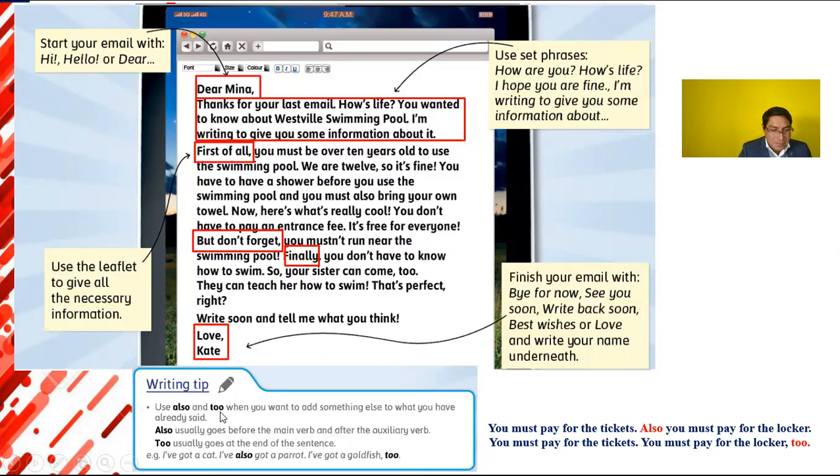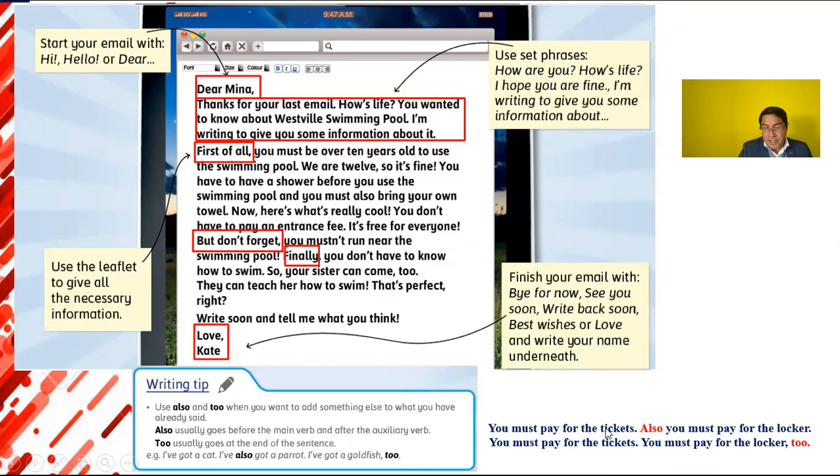Also and too. These 2 words in Spanish mean the same. También, también. These 2 words are the same in Spanish. The difference is the position. The position. Look at these examples.